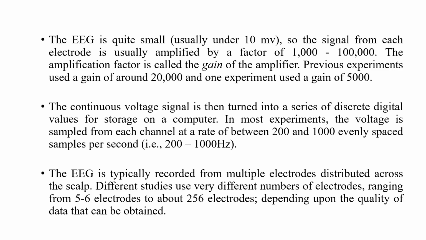The EEG is typically recorded from multiple electrode sites across the scalp, and different studies have different preferences. For example, some studies use only around 5 to 6 electrodes, whereas some studies may use up to 256 electrodes, depending upon the quality of the data that can be obtained, the research question, the areas of the brain, and the kind of processing that you are actually looking for.